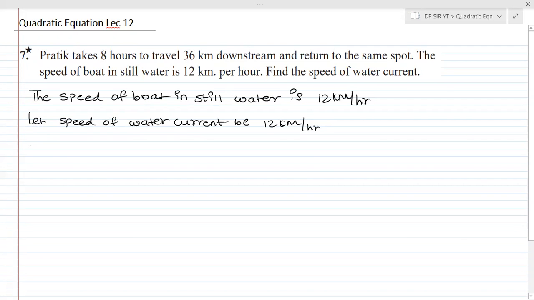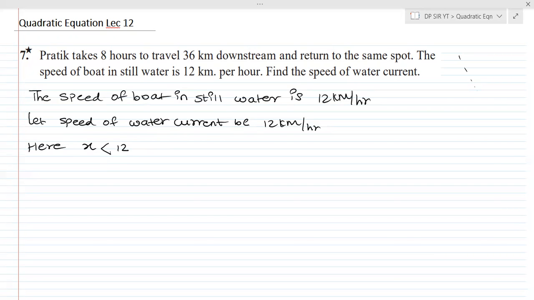So here x would be, just guess, bigger than 12 or smaller than 12? x of course will be smaller than 12. Okay, it only says downstream, the boat is coming down. So here x is less than 12. If you don't understand how this less-than sign came, I would suggest please write it somewhere.